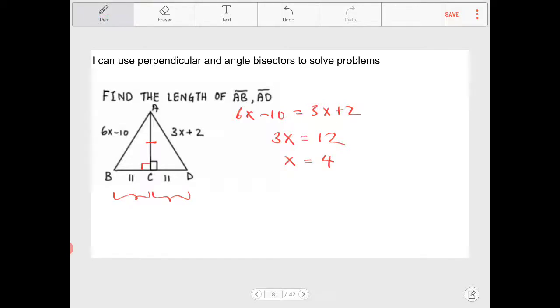If x is equal to 4, I can find out what AB is and what AD is, respectively. So I know that AB is going to equal 6 times 4 minus 10. That's going to be 24 minus 10, which is 14. AD will also equal the same thing. 3 times 4 plus 2 is, in fact, 14.